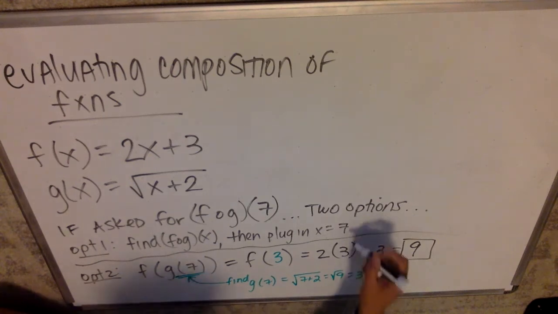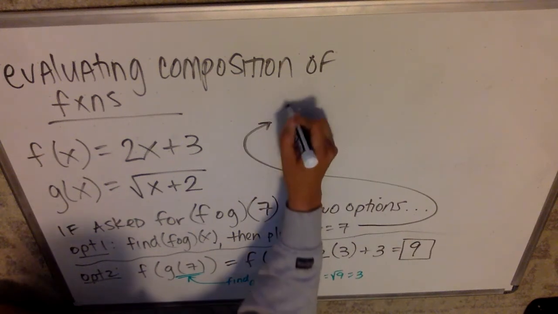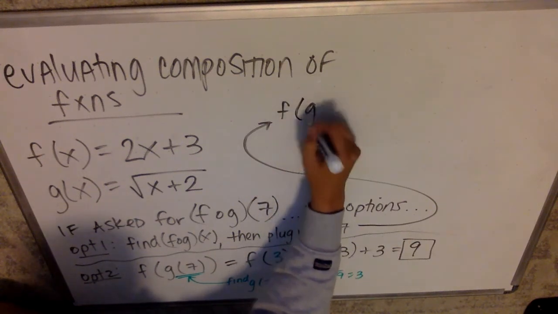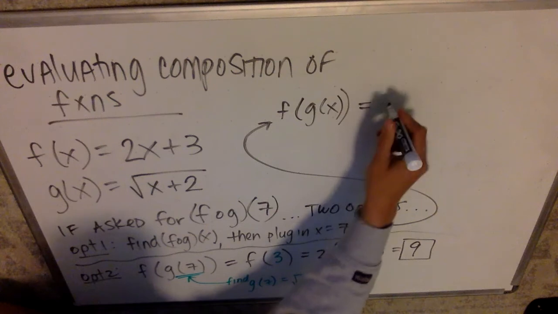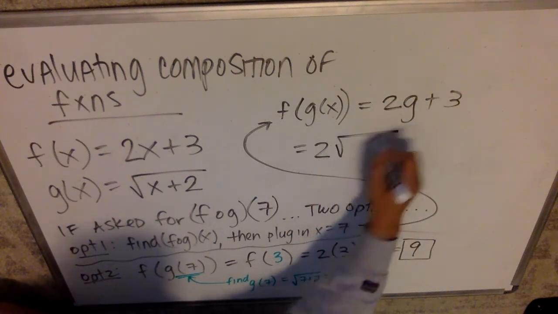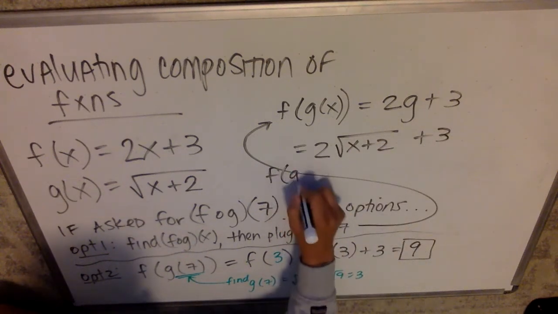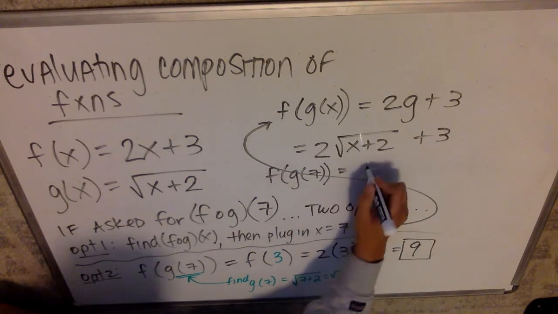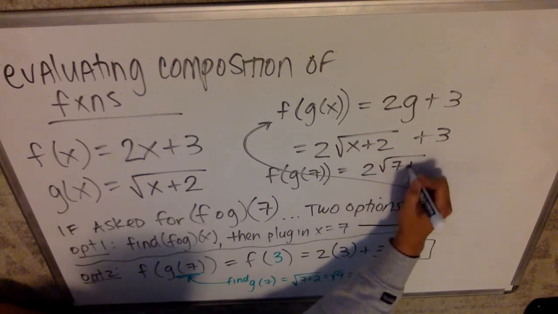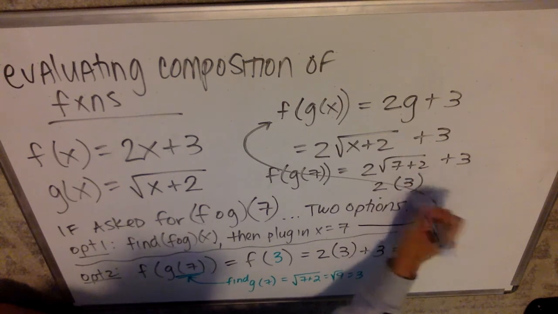So now if I had picked option 1, let's just look at what option 1 would look like, right? If I had picked option 1, f of g of x would mean 2g plus 3, which would be 2 times this square root, all plus 3. So then, if you wanted f of g of 7, it would be 2 times the square root of 7 plus 2, plus 3. Well, that's 2 times the square root of 9, which is 3, plus 3.